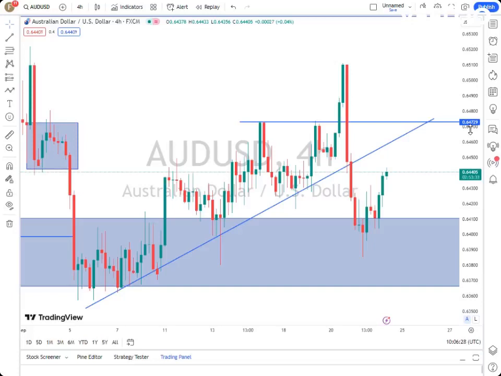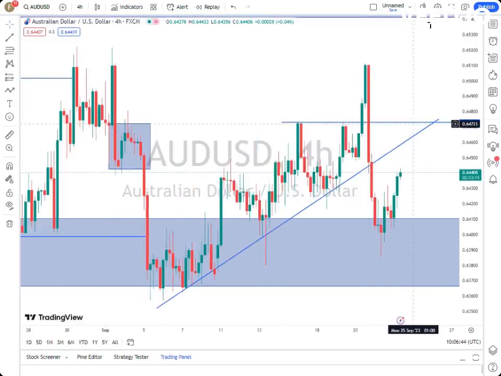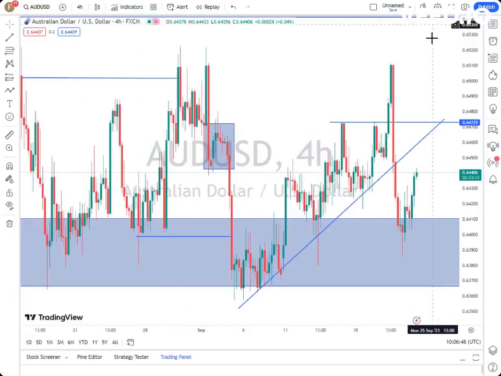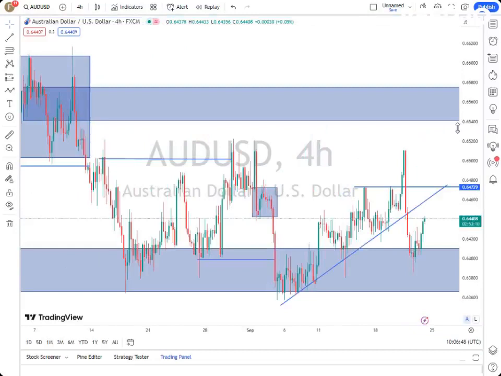So as long as we stay below 0.64729, all what you should be looking out for, or all what we will be looking out for, is to sell AUD USD. But as long as we break this line, we'll be looking out for AUD to pull back to 0.65400. But for now, to me, AUD is in a clear range.